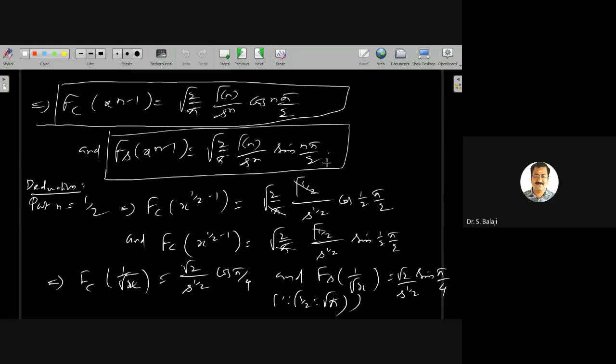Therefore, instead of using the direct definition, we can use the gamma integral definition. With the help of that, we are identifying the Fourier sine and cosine transform of x^(n-1).